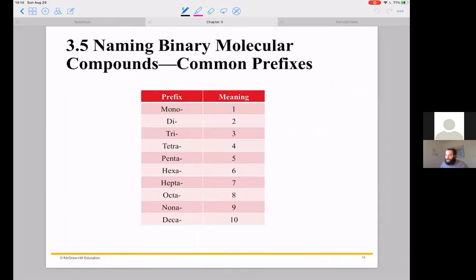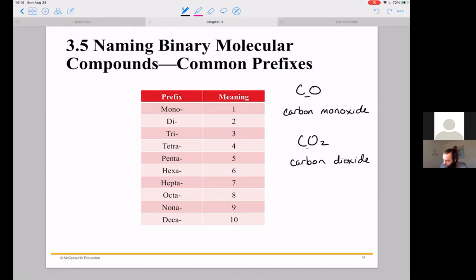Okay, so we have these different prefixes that we have to incorporate into our name in order to specify the exact ratios, right? So again, CO, carbon monoxide, CO2, carbon dioxide. Okay. Notice that if there's only one of the first element, I don't have to put the mono in front of it. So it's not monocarbon monoxide or monocarbon dioxide. If there's only one, we leave it off.